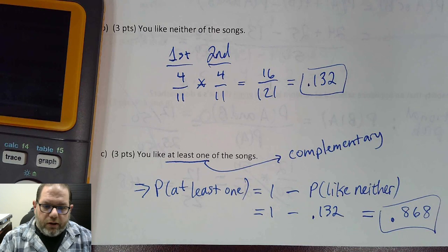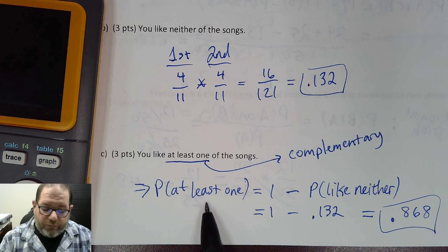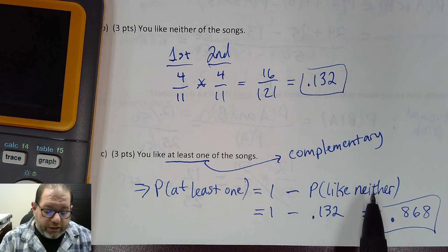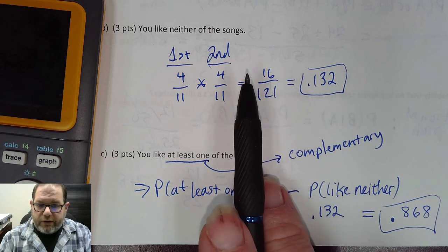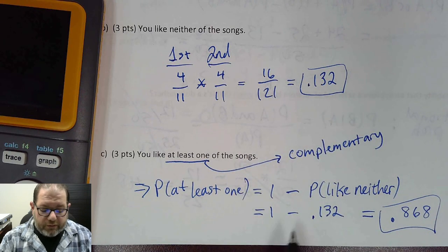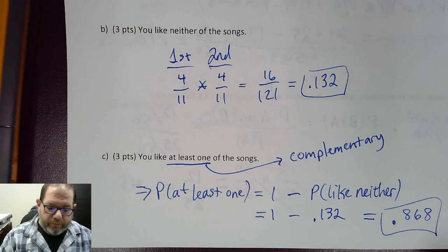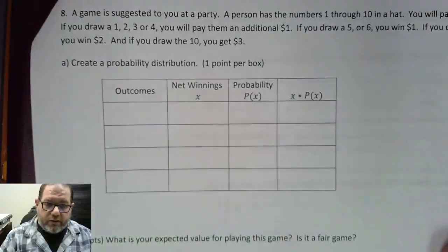Okay, so in this one, that's probably the easiest approach, is just knowing that the opposite of liking at least one is that we just don't like either one of them, like we like neither. And that gets us back to what we had already calculated in B, so we just take that result and subtract it from 1 to get our answer. Okay. So we move on to problem 8.